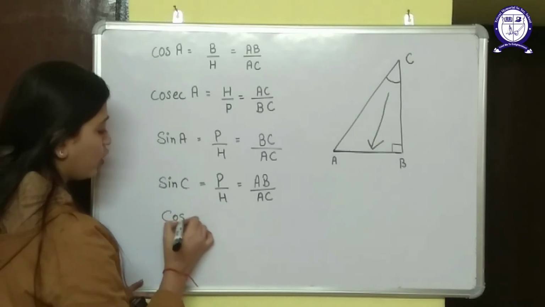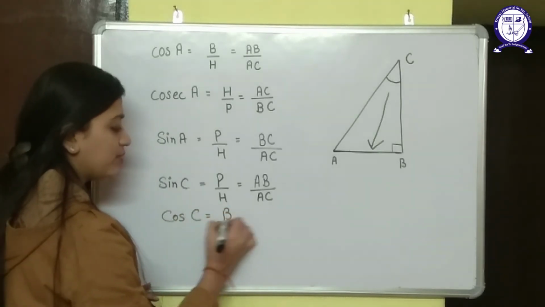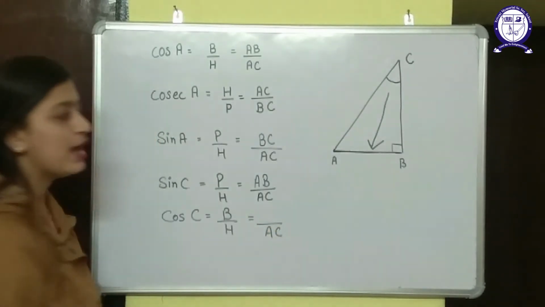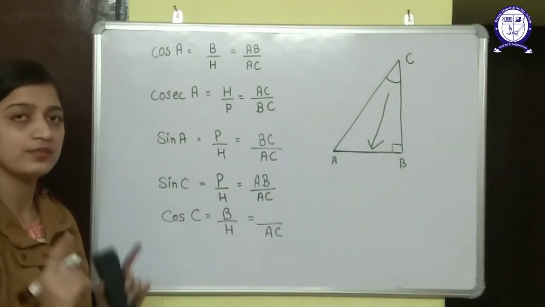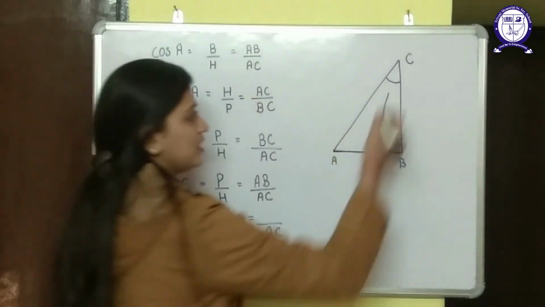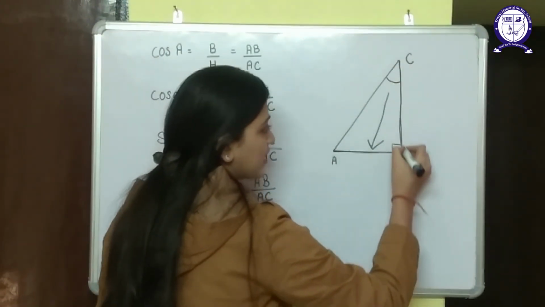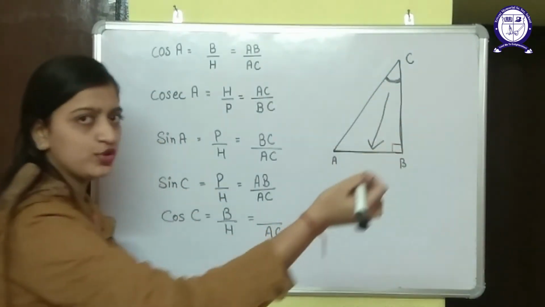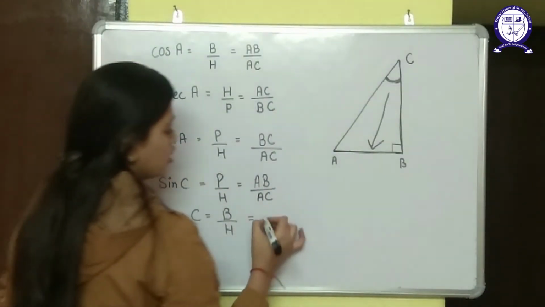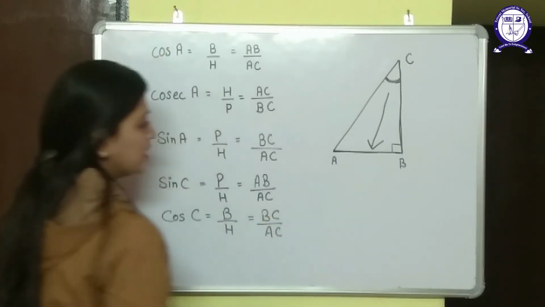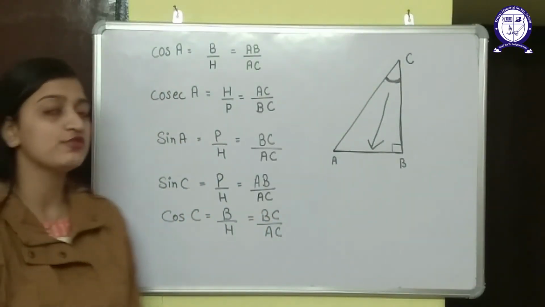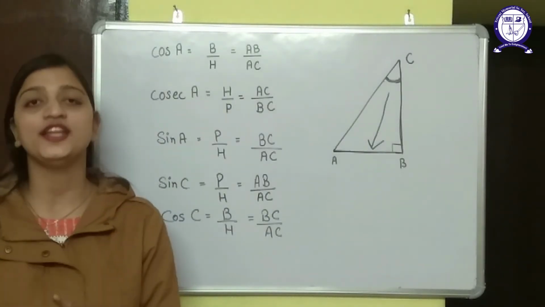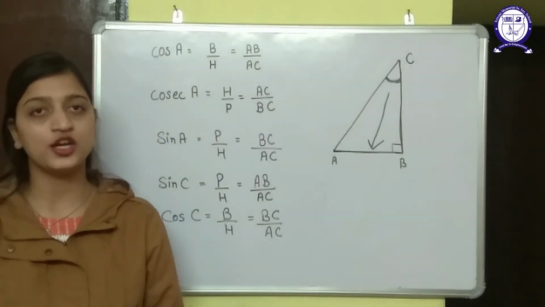Similarly, if I ask for cos C, the formula will be B upon H. Hypotenuse will remain same, that is AC. But now the base will be the side adjacent to angle C, that is this side, the side which is touching the angle C. One side is hypotenuse and the other side will be base. So this is my BC. So you should keep in mind which angle is given, and the values of perpendicular and base should be taken very carefully. Otherwise the question will go wrong.